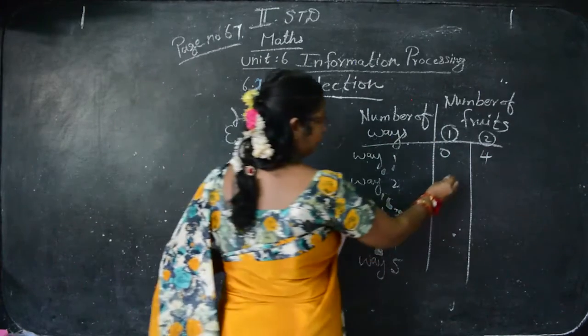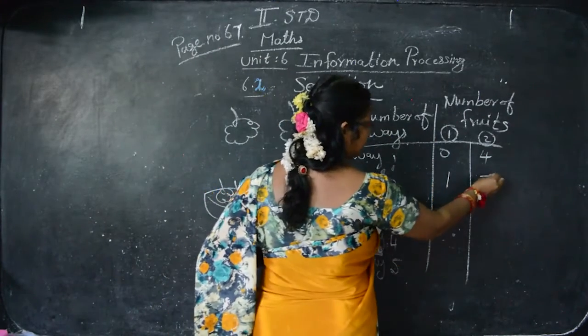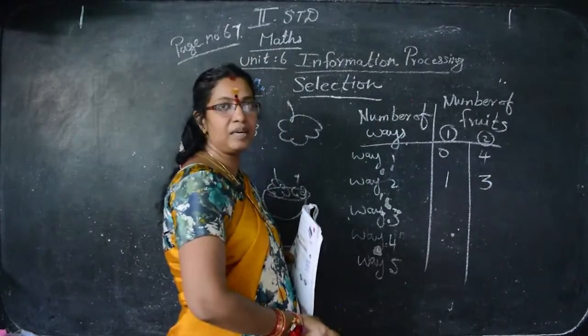Then 1 fruit in one basket and 3 fruit in another basket.